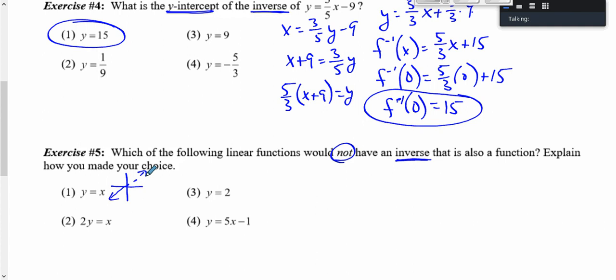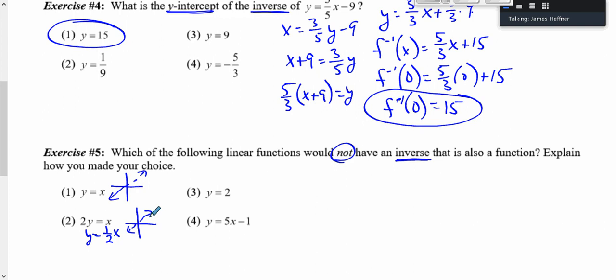Okay. What about 2y equals x, right? Well, this would be y equals 1/2 x, isn't it? I divide both sides by 2. So that would be, right, a lot like the other one, wouldn't it? Would the inverse of both of those also be a function? Yes, if we get the horizontal line test, okay.